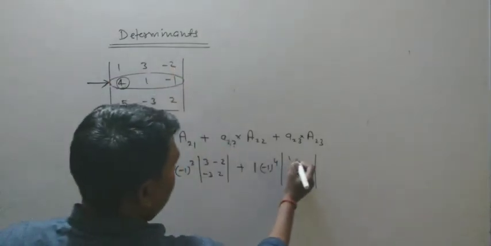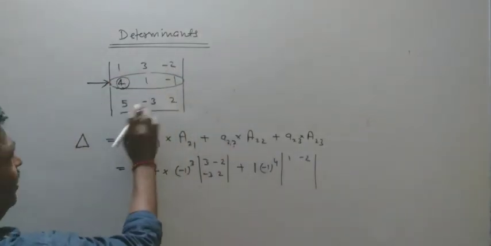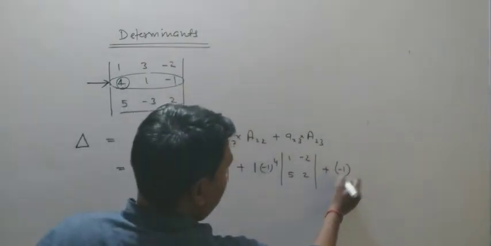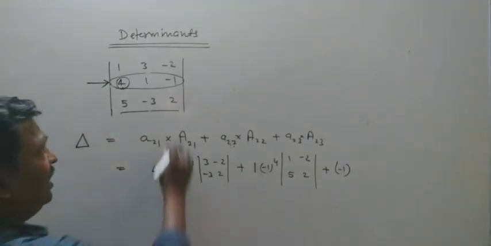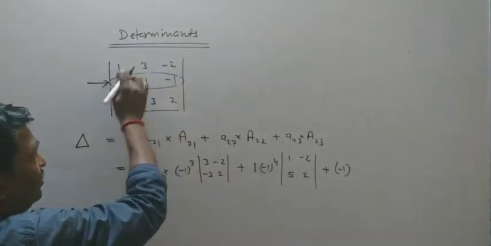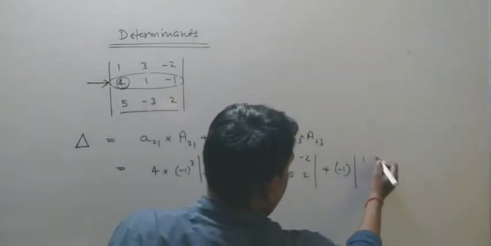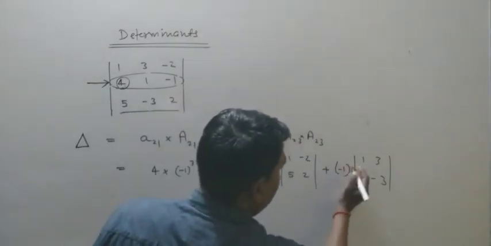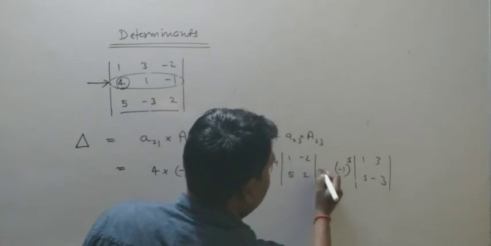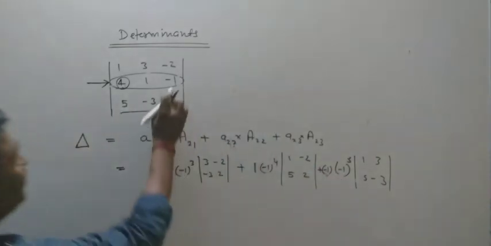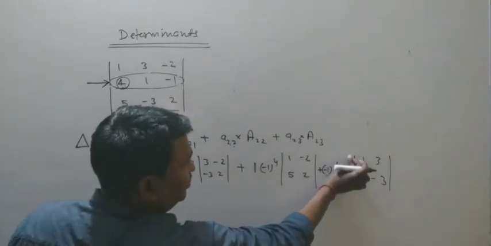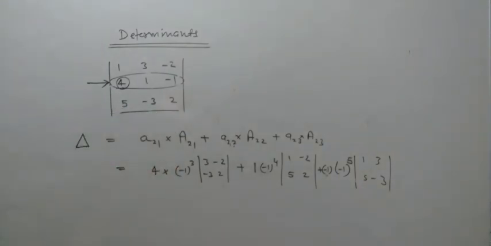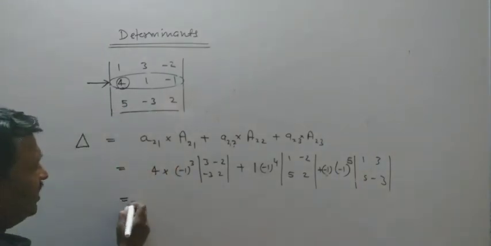So 1 minus 2, thereafter 5 2, and plus here it is minus 1. The element is minus 1 and thereafter its cofactor, leaving this row and this column: 1 3, 5 minus 3. What about its sign? It is position 2 and 3, so minus 1 power 5, and this element is minus 1, with minus 1 power i plus j, 3 plus 2 is 5. Is it clear? Alright, now you can expand it.